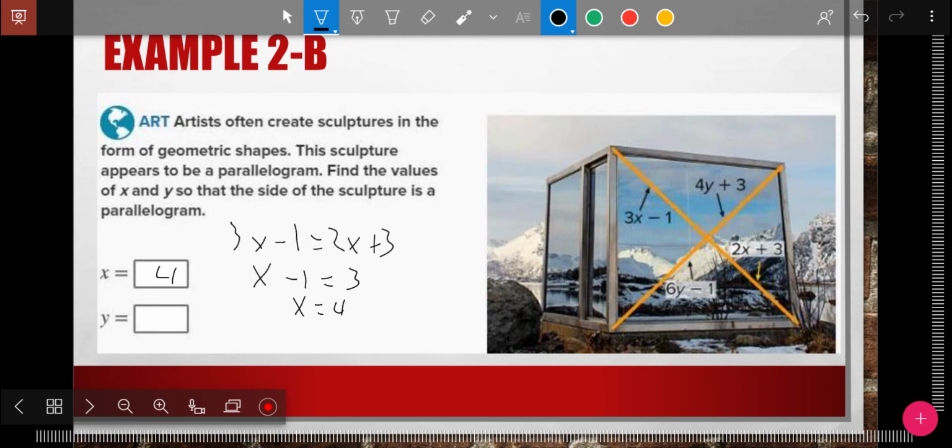All right, hopefully you were able to successfully find y. In this case, you would first subtract 4y, get 2y minus 1 equals 3. Add 1 over, 2y equals 4. Divide by 2, you get y equals 2. Right.